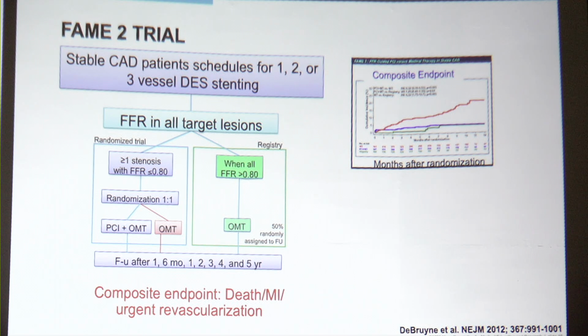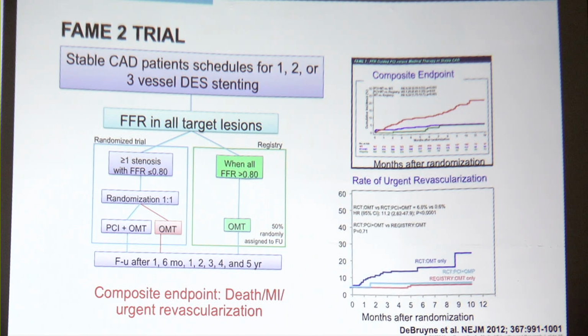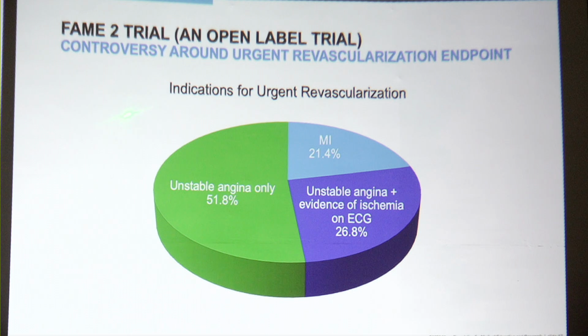So you would say, well, that's the end of the story, but of course this was a composite endpoint, and when you drilled down, it wasn't due to differences in death or MI, it was largely due to rates of revascularization that was different. And this, remember, was an industry-sponsored trial. There was some controversy around this trial, and when you look at the details of what drove the urgent revascularization, it was unstable angina, which is a soft endpoint. When it comes to death or MI, there was no difference.